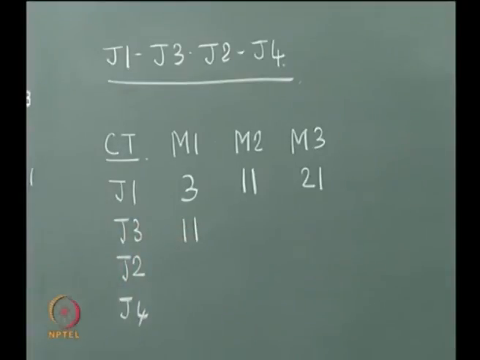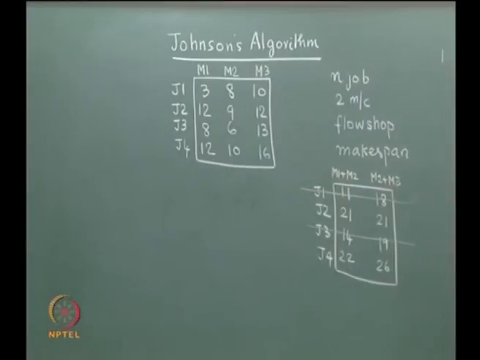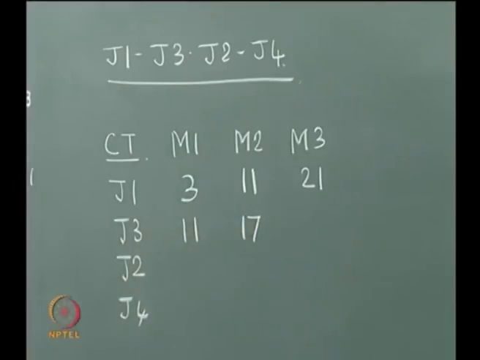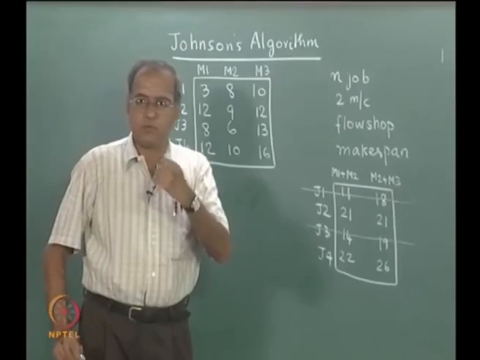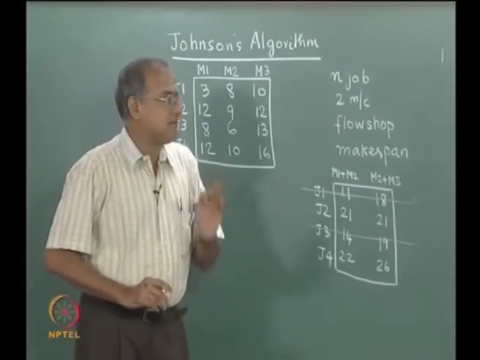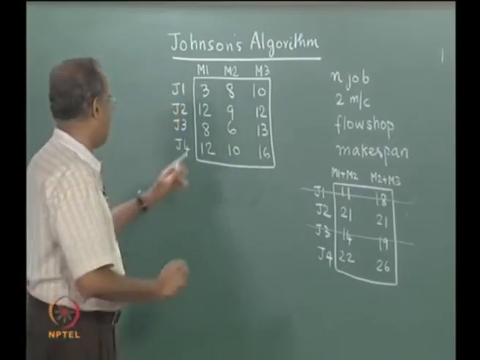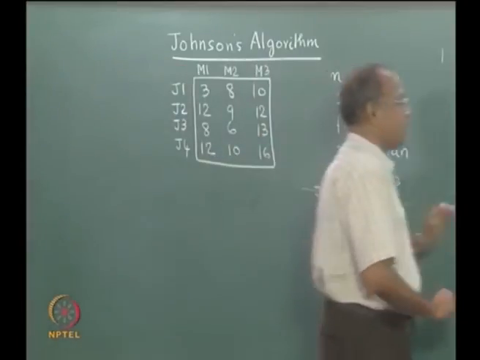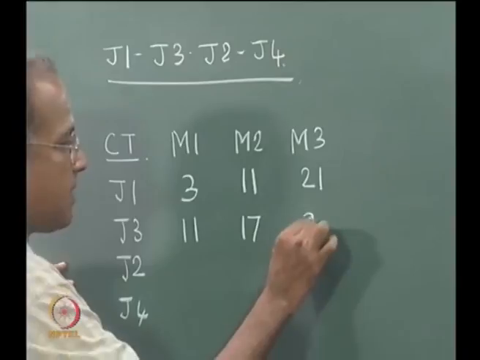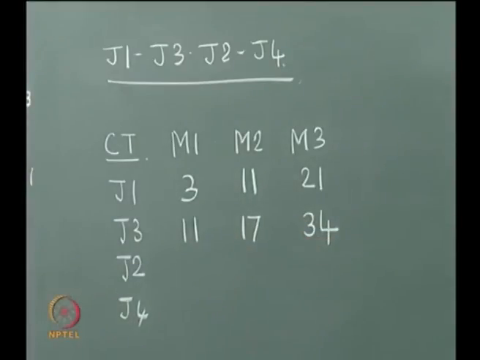Exactly at 11, M2 is free, so it takes another 6 units, 11 plus 6, 17. Now it has come out of M2, but M3 is free only at time equal to 21, therefore it visits M3 at time equal to 21 and requires another 13 time units, so 21 plus 13 is 34.